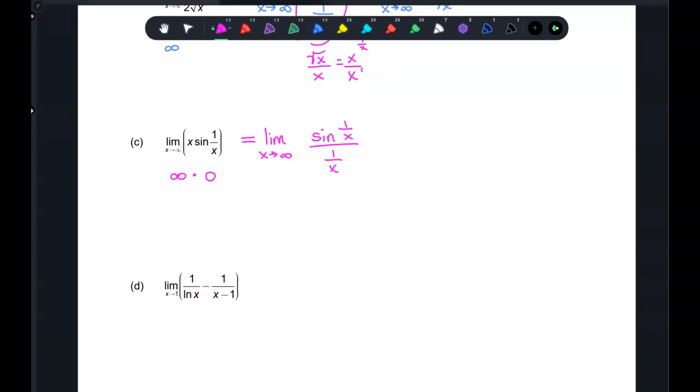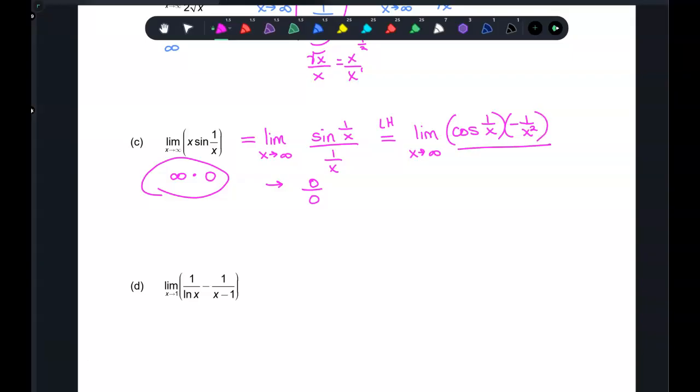So now what is the form? Now it is 0 over 0. So it starts out as infinity times 0, turns into 0 over 0. Now we can do L'Hopital's rule. So that's going to become cosine of 1 over x times negative 1 over x squared over negative 1 over x squared.